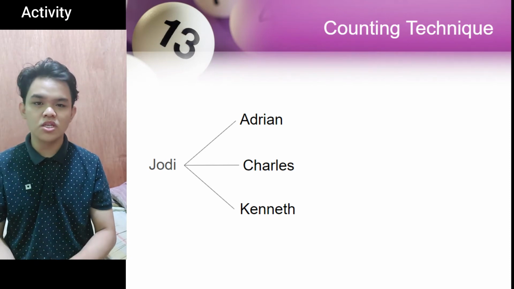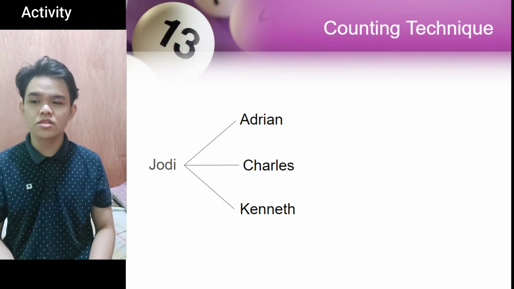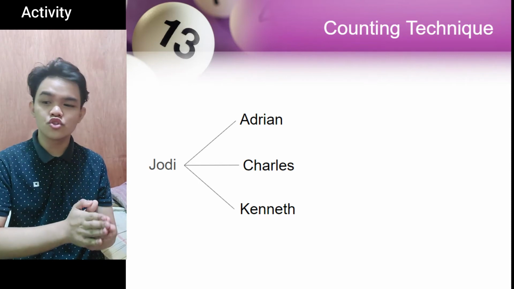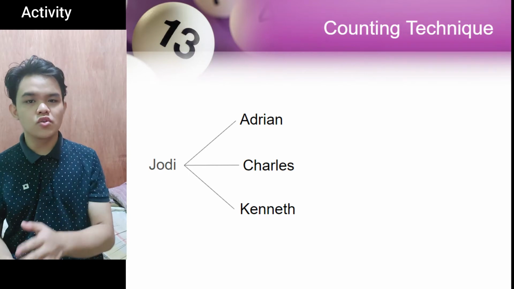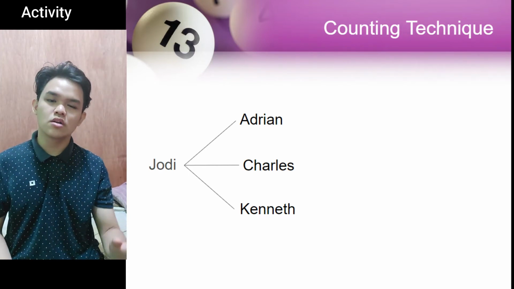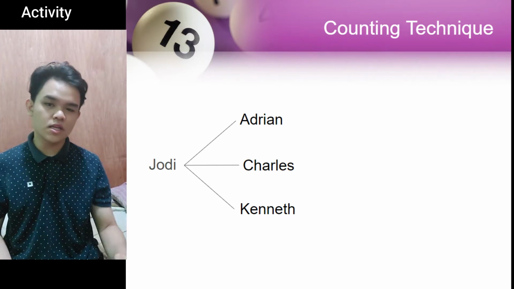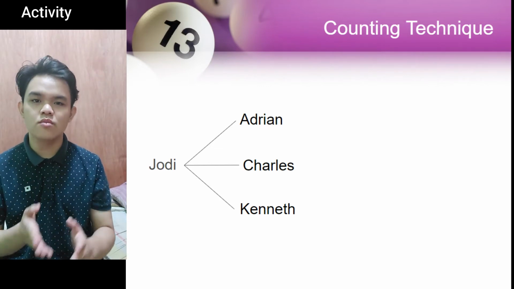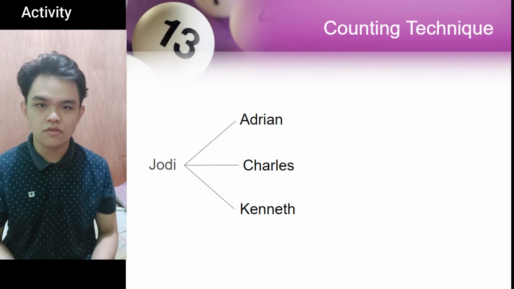Remember this combination. Order is not important. Jody shook hands with Adrian, but Adrian also shook hands with Jody. Jody shook hands with Charles, Charles with Jody, Jody with Kenneth, and Kenneth with Jody. It is all the same. Order is not important in combination.